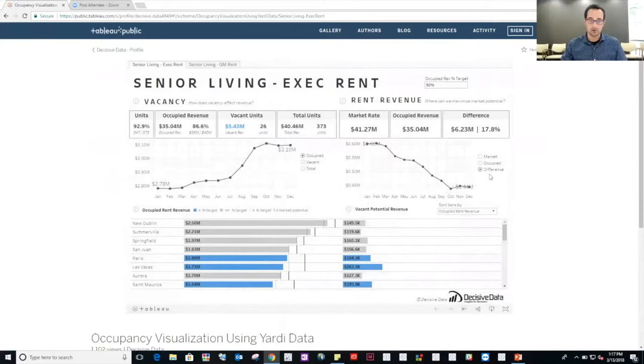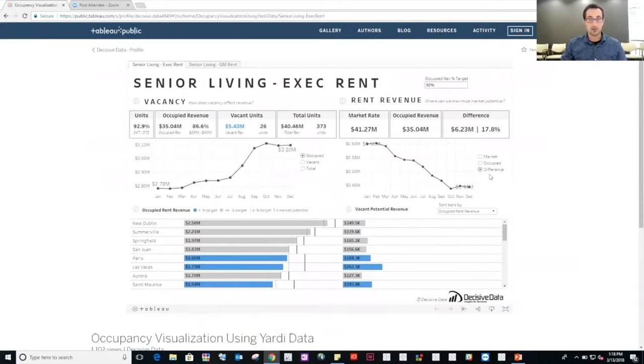So the first thing you'll notice here is that this dashboard is titled the Senior Living Executive Rent View. It's titled that way because it's targeting people like Tessa, people who care about all company and community level analysis. When we look at this, we can see at a glance we are providing Tessa with all sorts of relevant metrics to get a good idea about how the company as a whole is doing in terms of vacancy opportunity as well as rent revenue opportunity.